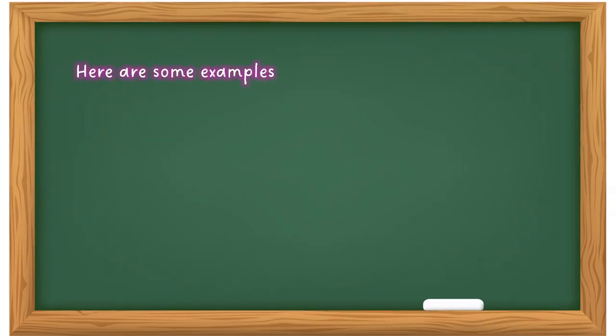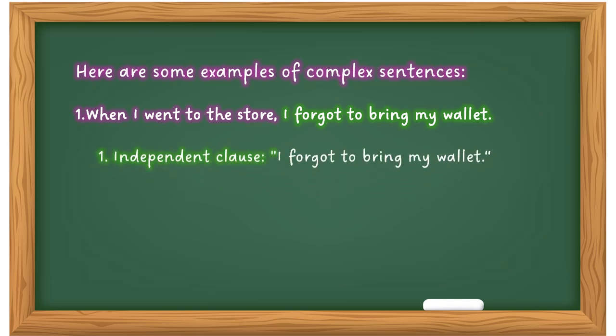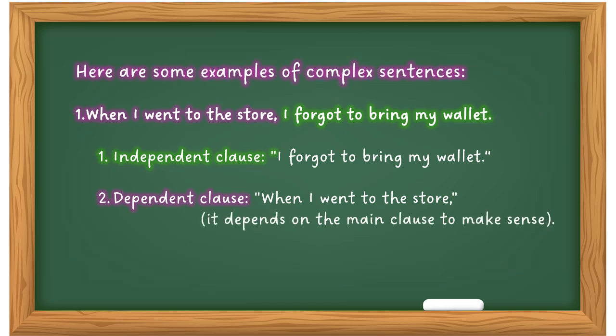All right, so here are some examples of a complex sentence. When I went to the store, I forgot to bring my wallet. Now, if you look at that, the first part, the green part there, is the main clause, the independent clause, I forgot to bring my wallet, because without that part of the statement, the first part doesn't make sense. So the dependent clause, when I went to the store, well, what did you do when you went to the store? It depends on the main clause to make sense. When I went to the store, I forgot to bring my wallet.